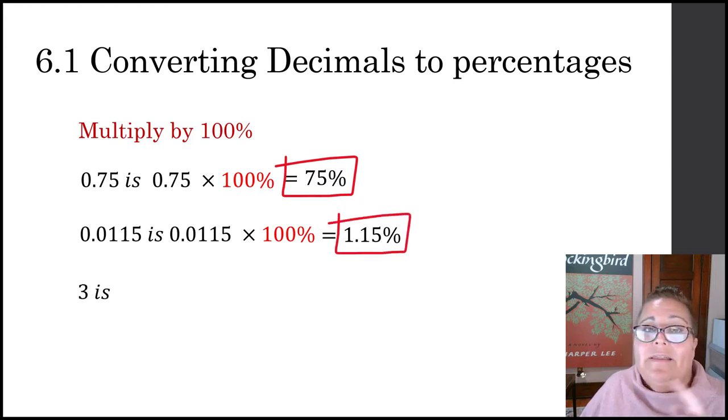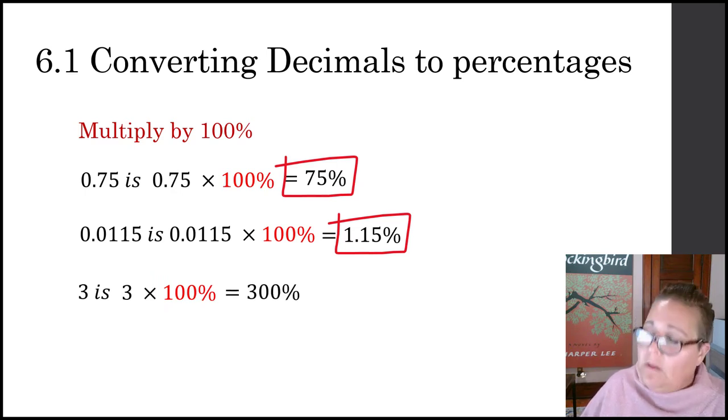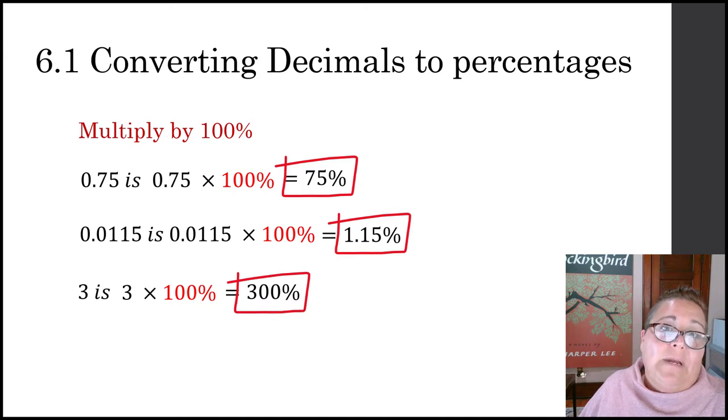3. This one looks like it is already a percent. It is not. I know it is not a percent because it does not have the percent symbol on it. In order to convert it to a percent and put the percent sign on the number, I will need to multiply by 100%. This gives me 300%, which is the same as 3 times a number. And I have 3 as a percent is 300%.